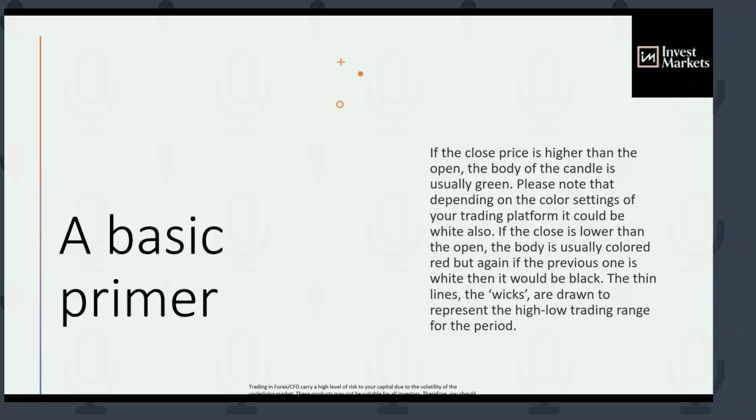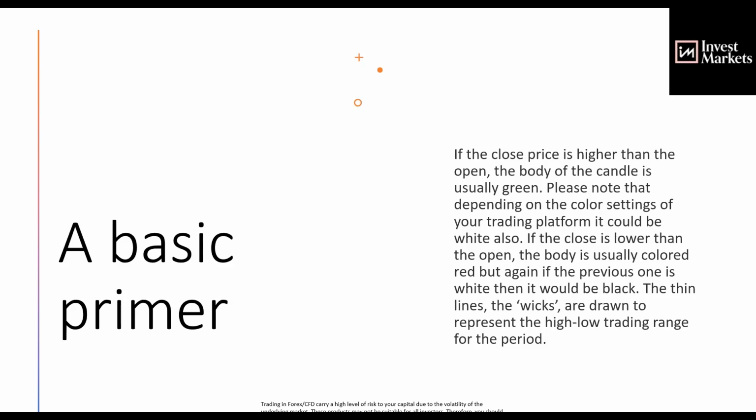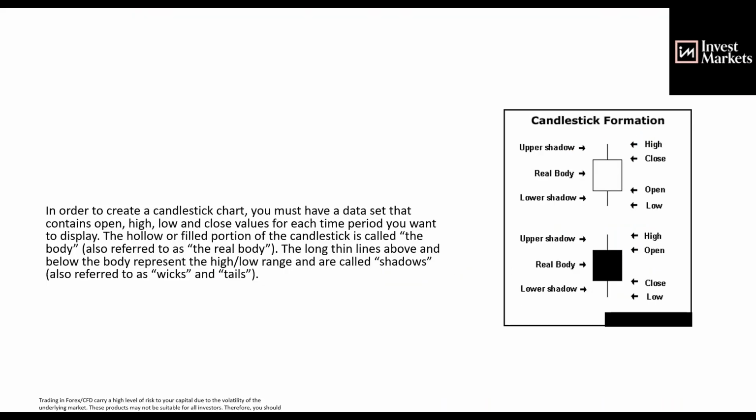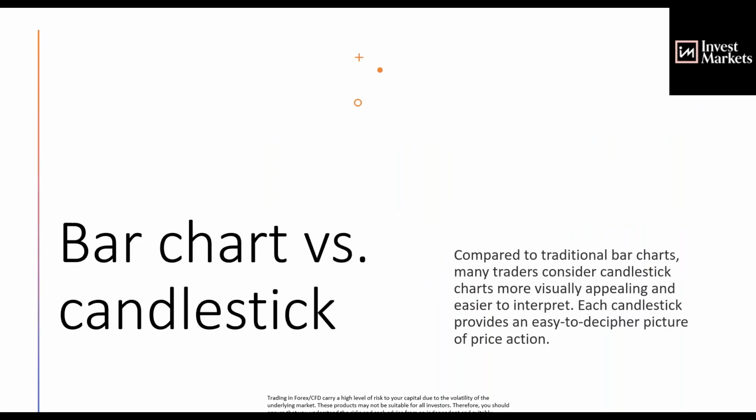So we've talked about what a candle is made up of. And we talked about the shadows and the wicks. We talked about what it's showing you, bearish and bullish. And basically, a bar chart and a candlestick chart have the same pieces of information.